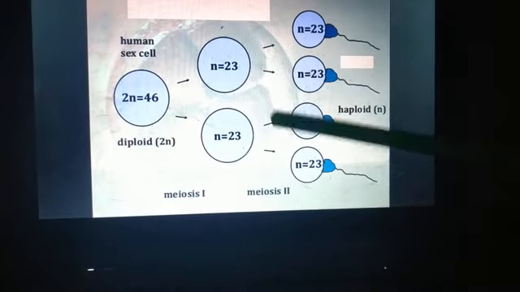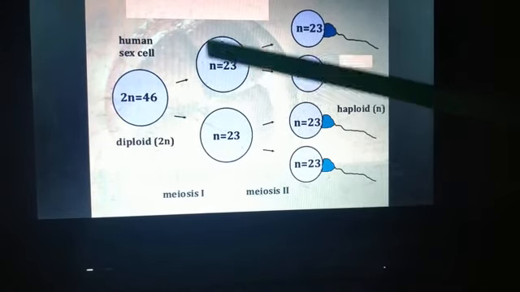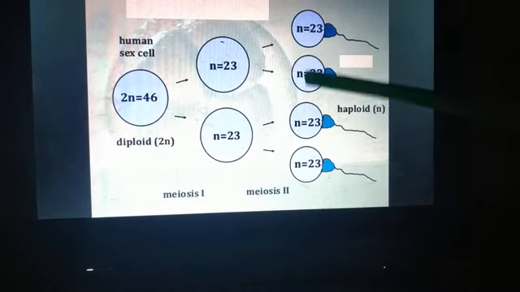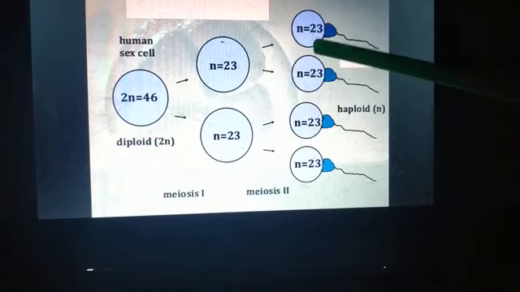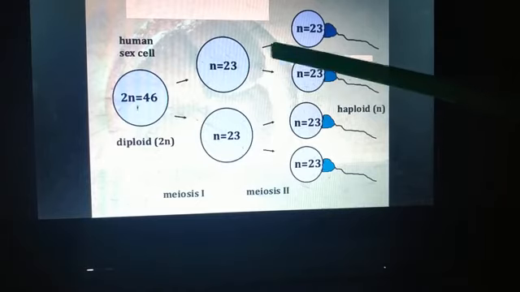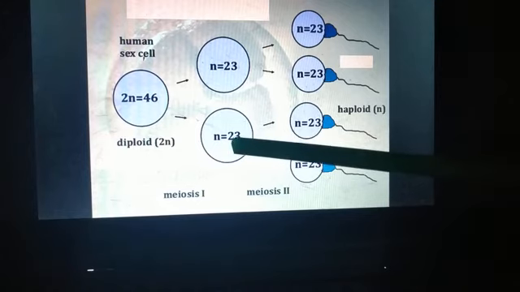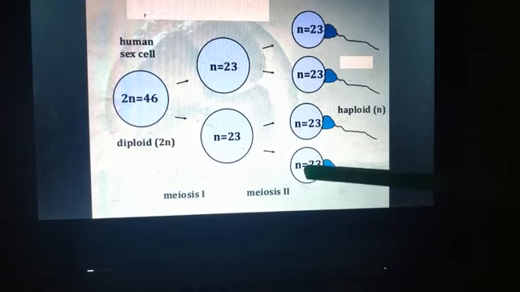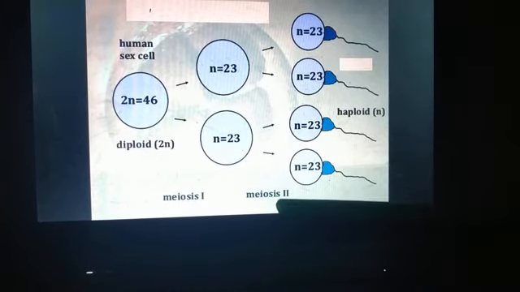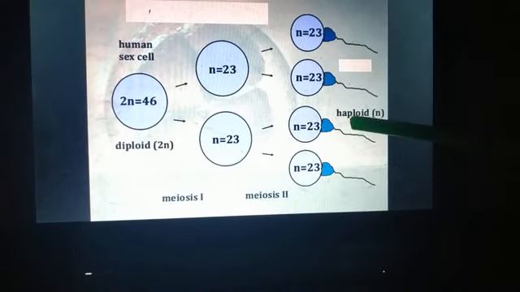Next, the cells will undergo meiosis 2. So from this 23 haploid cell, it will again give 2 daughter cells that will contain 23 and 23 only, same as before. So here equational division is occurring in meiosis 2, and from the other cell also we will get 23 and 23 each. The number of chromosomes is the same in meiosis 2. And in total we are getting 4 haploid cells, n.